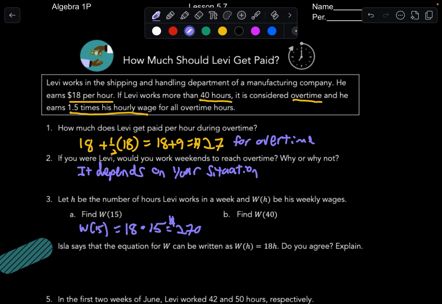Now let's find W of 40 hours. What happens if he works a full 40? Well, it's the same exact procedure. W of 40 would be 18 times 40, where 18 is the hourly wage times the 40 hours. And if you use a calculator, 18 times 40, you get $720 for a full 40.